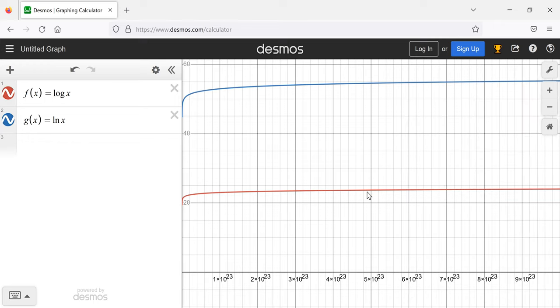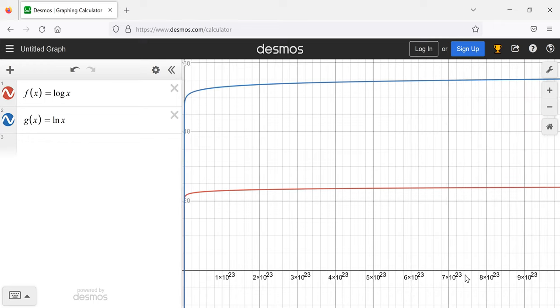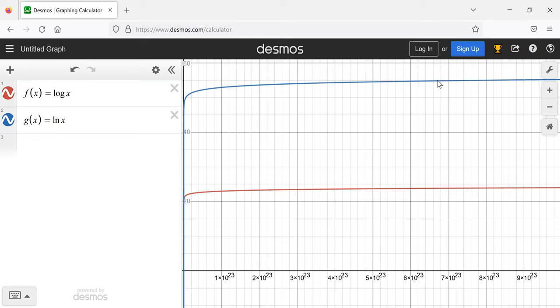So here x is getting unfathomably big, like 7 × 10². This is like the number of atoms in the universe, sort of a number. And you'll notice that the logarithms are still sitting at about 24 and about 55. So the statement that the logarithm is slow growing has definitely been demonstrated.